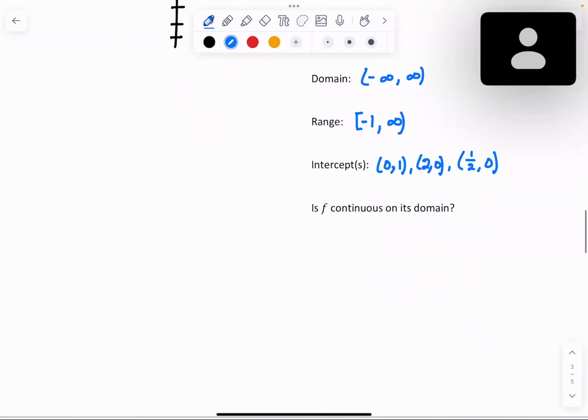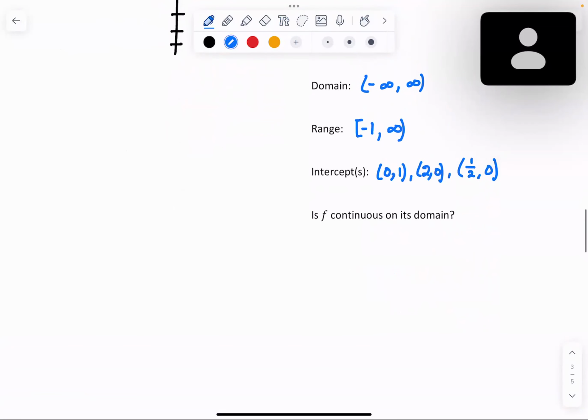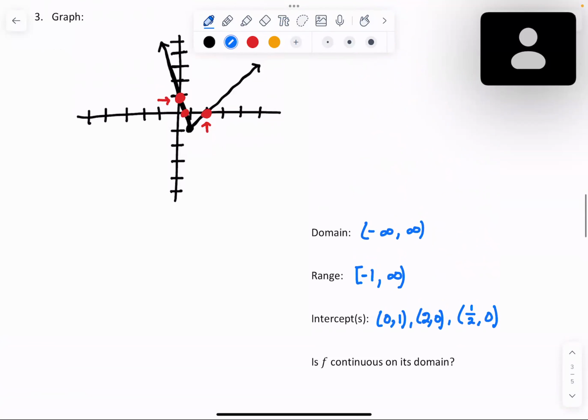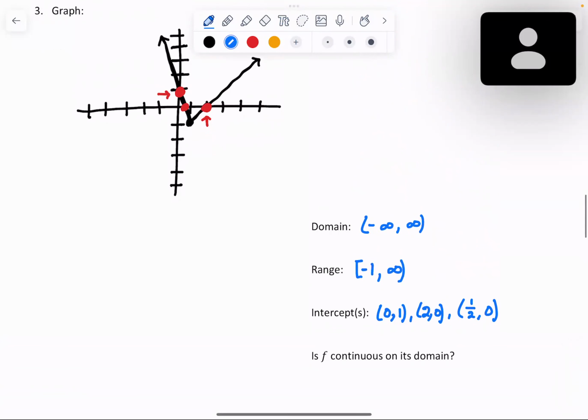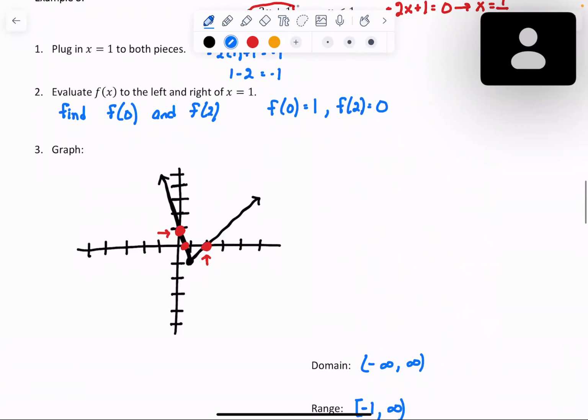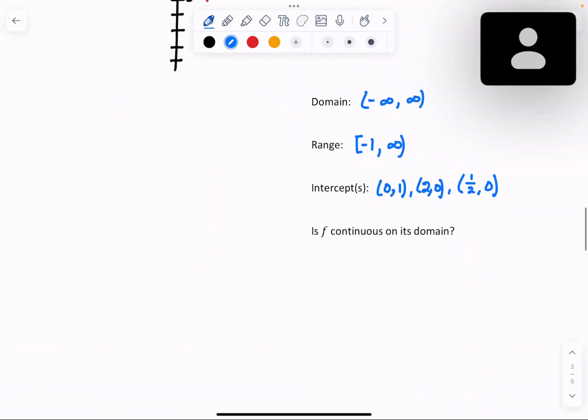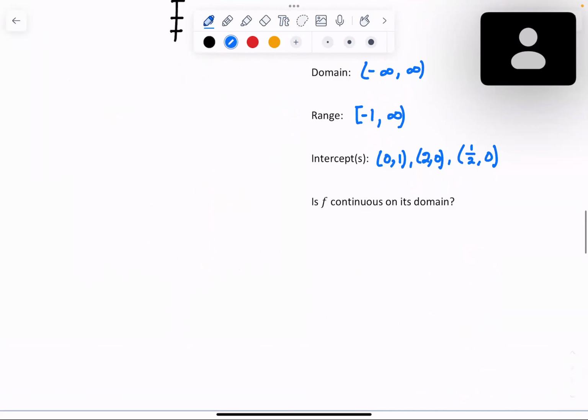So now the last question on here is, is f continuous on its domain? What do you think? Yes or no? Yes, it is. There was a smooth transition here because at the point when x is equal to 1, we had the same value of y. There wasn't a jump. So therefore, yes, it is continuous on its domain.